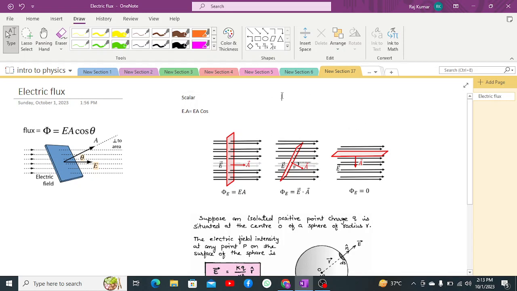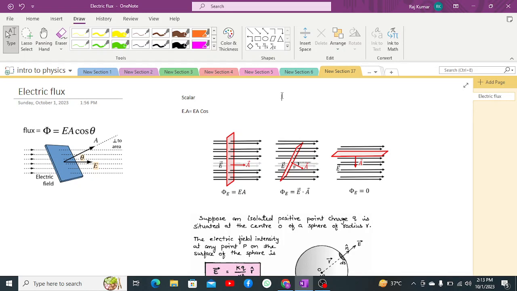Now, if theta is equal to 0, then the electric flux is maximum. If theta is equal to 90, electric flux is 0. If theta is equal to 180, electric flux is negative. If theta is equal to 270, electric flux is 0. If theta is equal to 360, electric flux is maximum. Here we are only using the trigonometric ratios: cos 0 is 1, cos 180 is minus 1, cos 90 is 0, cos 270 is 0.